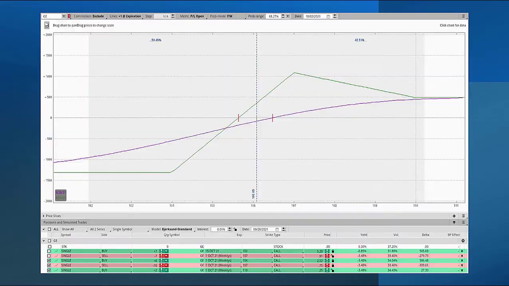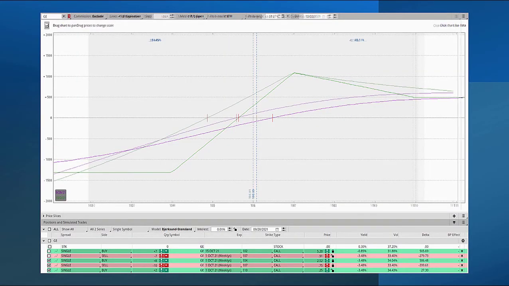So if we take these two strategies and lay them on top of each other, you can see that there are definitely some differences. The biggest difference, and again why I like the diagonal better than the horizontal, better than the broken wing, is that I have a much better profit graph if my premise is correct.